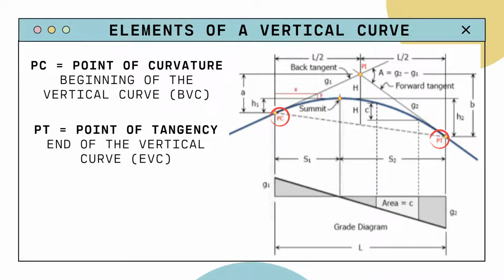So now we move on to the point of tangency, and it is just the opposite of the point of curvature. If the point of curvature begins the vertical curve, the point of tangency ends the vertical curve. It is also coined as the end of the vertical curve, or EVC. Notice how the point of curvature forms a back tangent, while the point of tangency forms a forward tangent. The point of tangency is literally the point of tangency between the vertical curve and the forward tangent. To rephrase that, the point of tangency is the intersection of the forward tangent and the vertical curve. Basically, the point of tangency ends the vertical curve, and the point of curvature marks the start of the vertical curve.